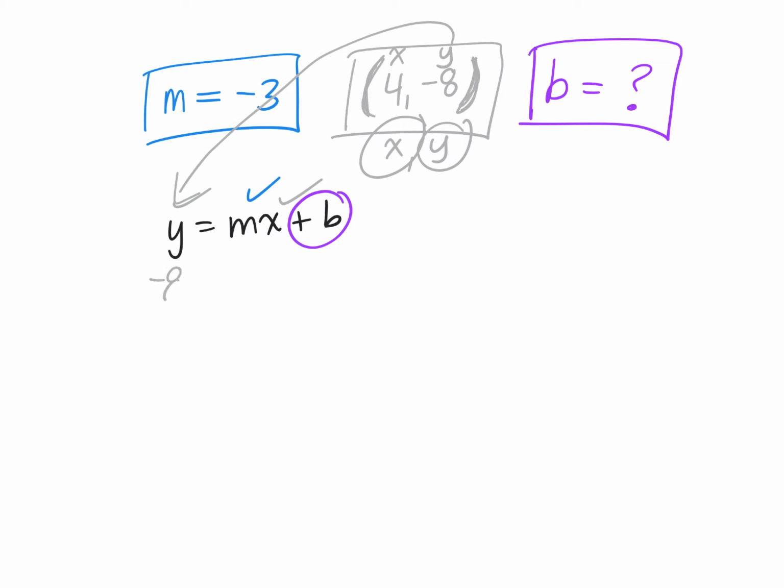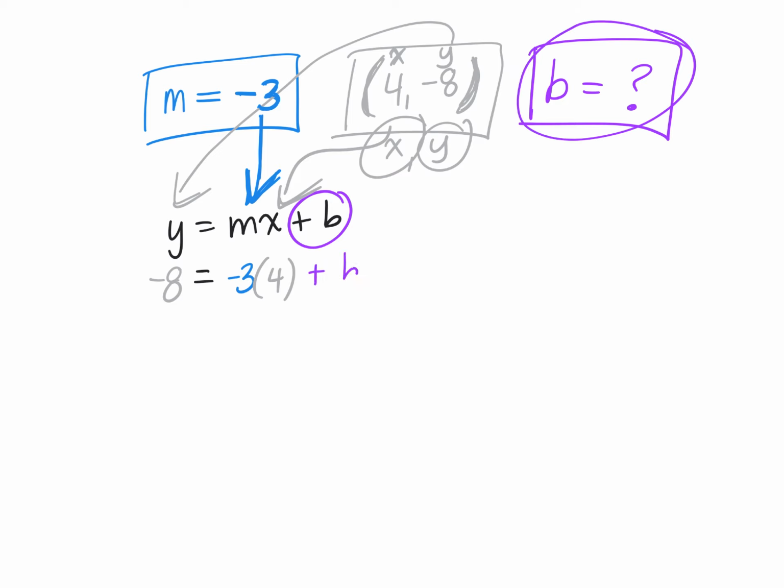Yeah, so y is negative 8. So negative 8 equals, what's m? What's m? Negative 3. Okay, what's x? So I'm going to put times 4, right? Because m times x is negative 3 times 4. And then do I know b? No. So I'm going to put plus b. Do you understand that part?